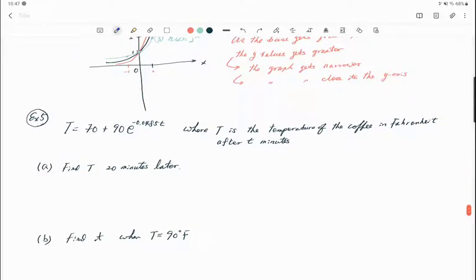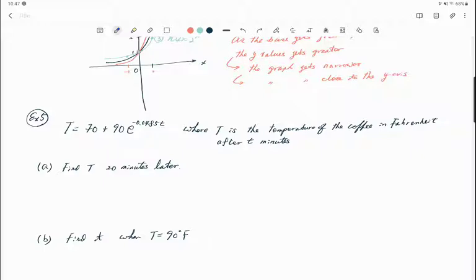Okay, next example is this. The large T is the temperature of a coffee T minutes after the coffee is placed in a room, and the room temperature is 70 degrees Fahrenheit. So the coffee is boiled, like 160 Fahrenheit, and then if you leave it at room temperature, the temperature will be decreasing all the way down to 70, right? 70.